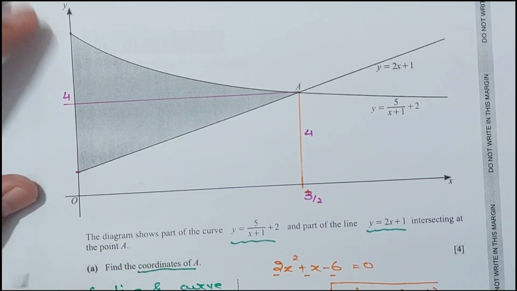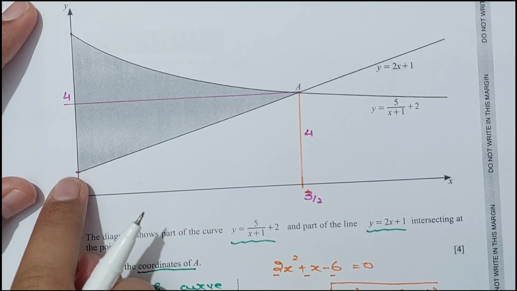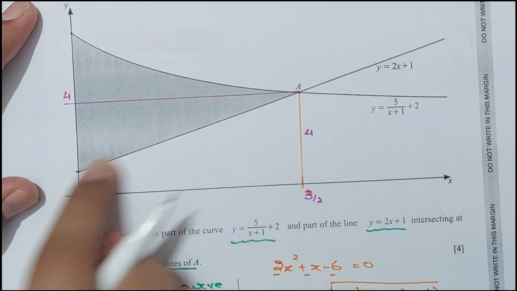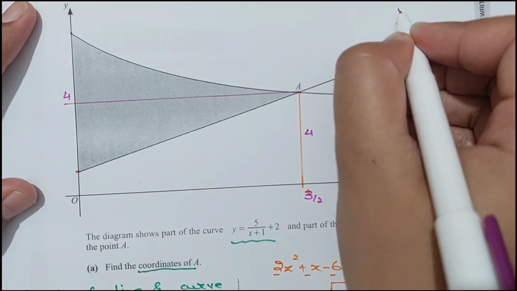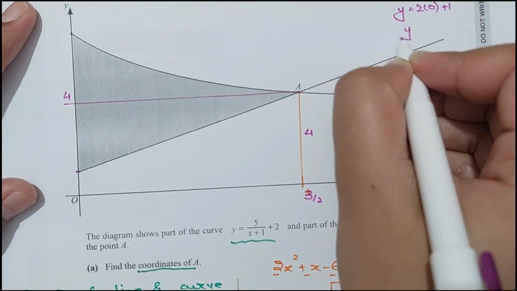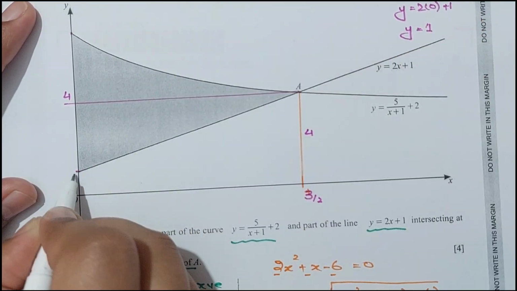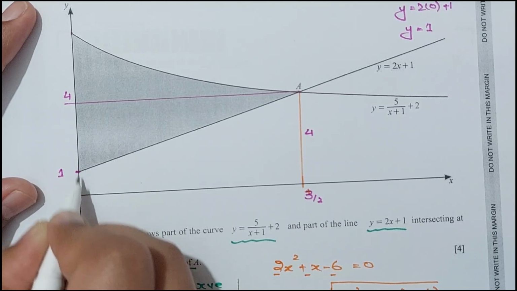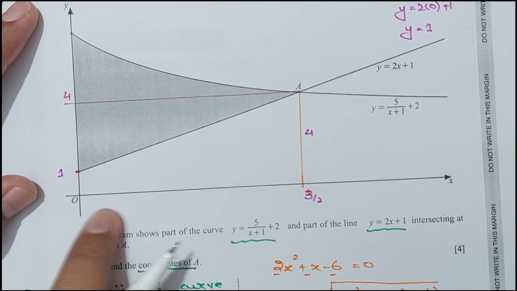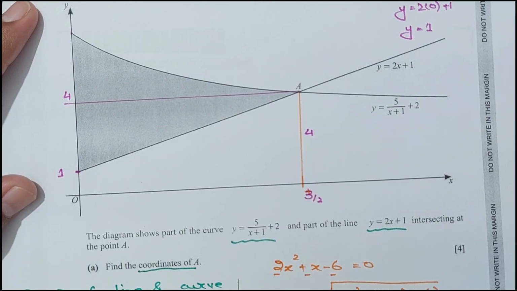What is this point? When x is equal to 0 on this line, what would be the y? The y value is 2 into 0 plus 1, so y is equal to 1. So here the y value is 1. This length is 1, this length is 4. These are the two parallel sides. Multiply by the height and divide by 2.